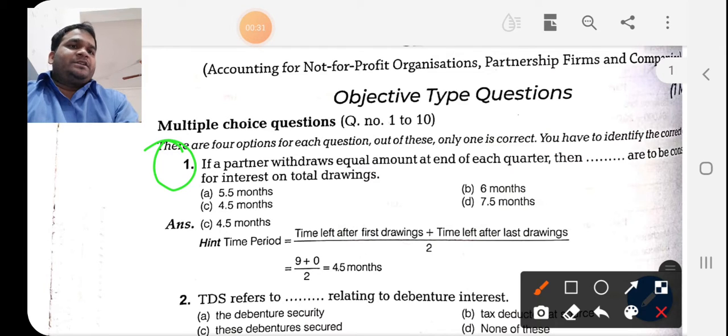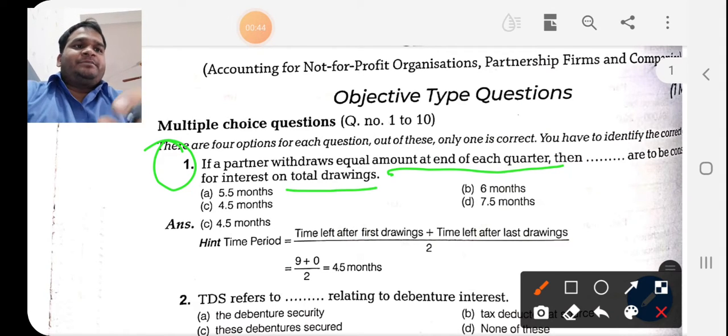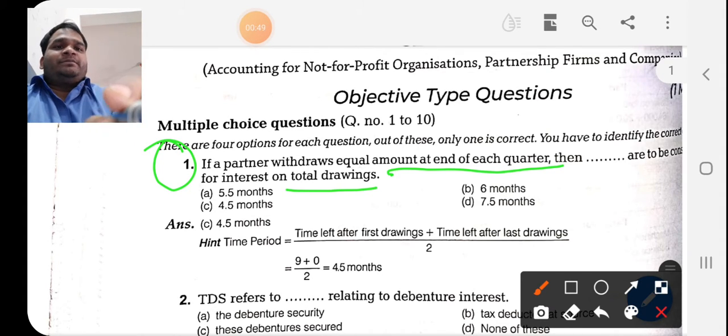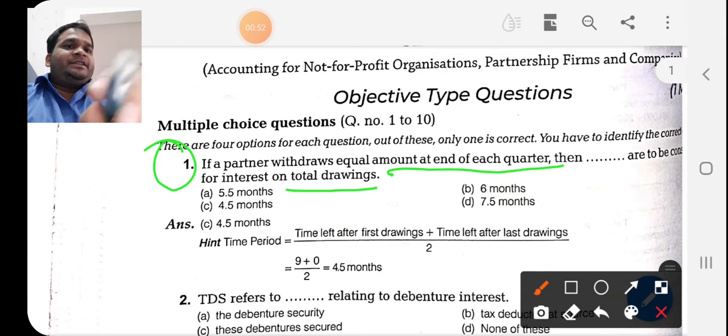If a partner is withdrawing an equal amount at the end of each quarter, dash months are to be considered for the interest on total drawings. Which month will come over here? Student, whenever we talk about quarters, there are 4 quarters in a year, and in each quarter there are 3 months. When an equal amount is withdrawn at the end of each quarter, it means the amount is withdrawn 4 times. So there is a formula for this.